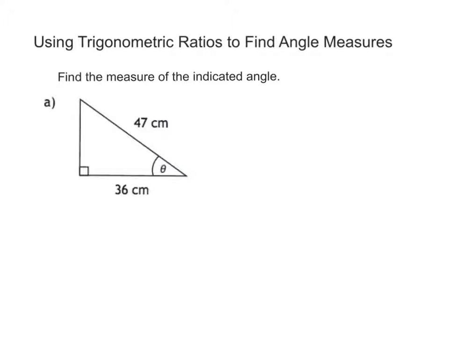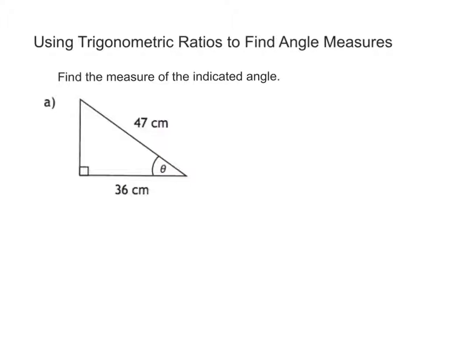The indicated angle might be indicated by a theta, that symbol in there, or it might be indicated just by a little arc drawn in, like this one has. It could have one or both of those symbols. So we're trying to figure out how big this angle is.